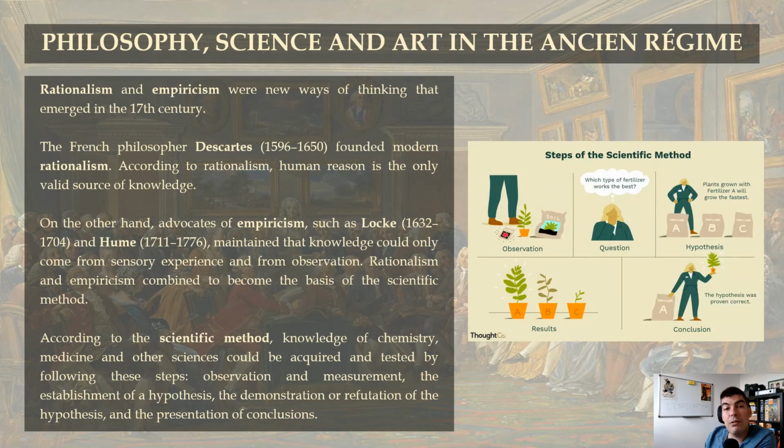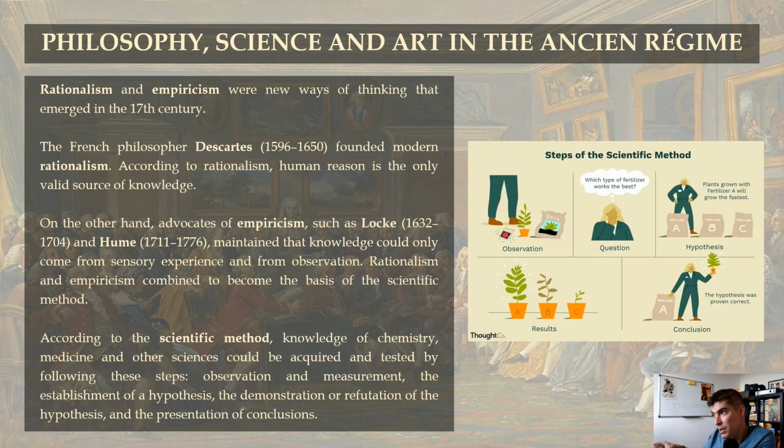Now, let's talk about philosophy, science and art in the Ancien Régime. Rationalism and empiricism were the new ways of thinking that emerged in this century. In rationalism, we have René Descartes, Renato Cartesio, who founded modern rationalism. According to this idea, human reason is the only valid source of knowledge. Human reason is the only way to know the truth.